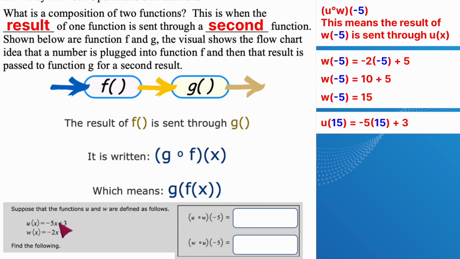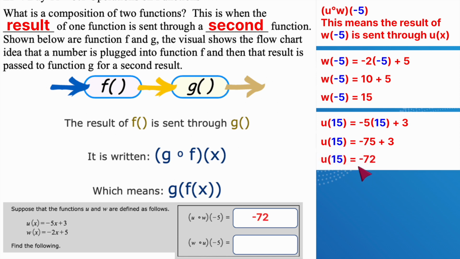I have negative 5x plus 3. So negative 5 times 15, because that's now my x, what I'm sending through, plus 3. So negative 5 times 15 is negative 75, plus 3. So I get negative 72. So that's sending it through w first and then u.